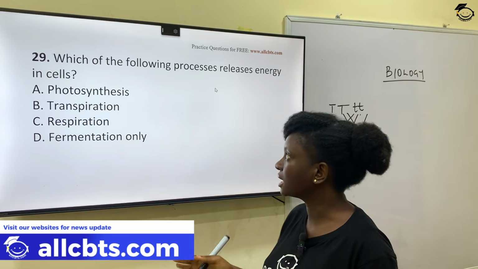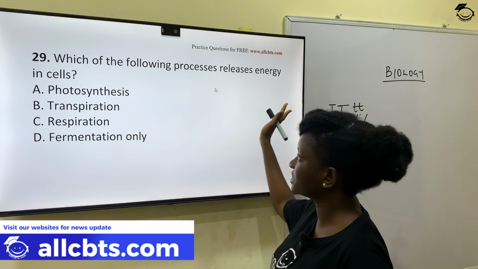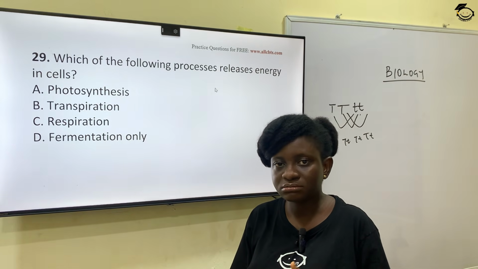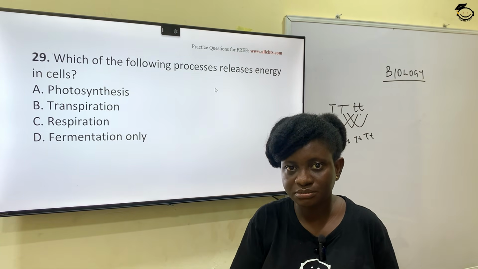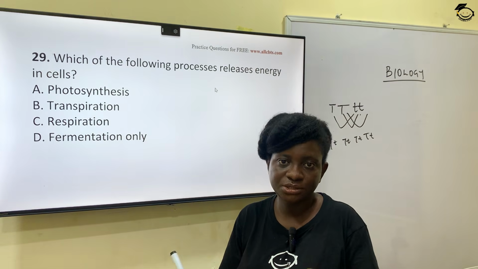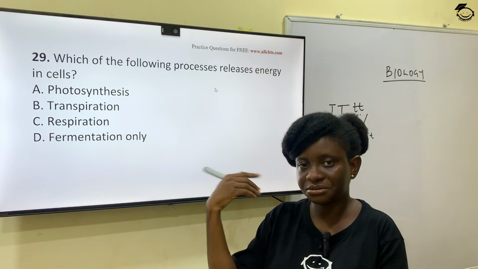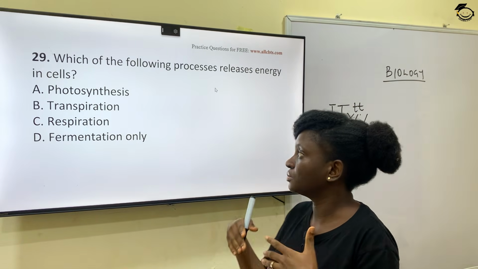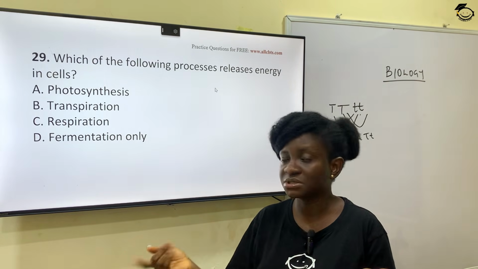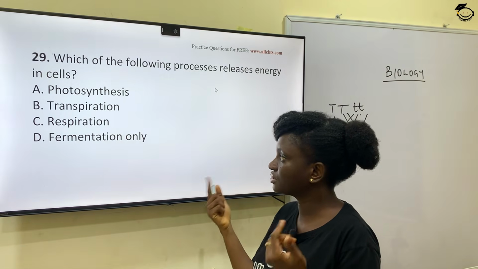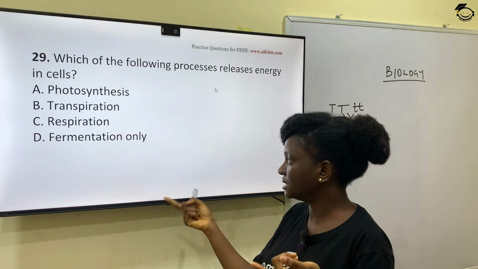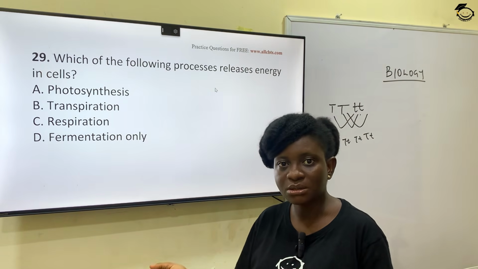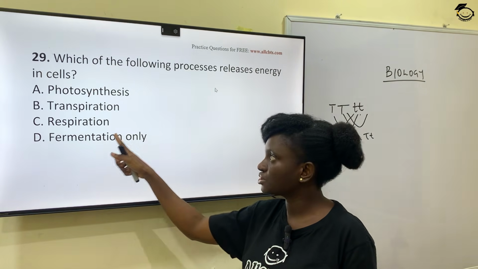Question 29. Which of the following processes releases energy in the cell? So which of these processes doesn't make use of energy in the process, but at the end it releases energy? That process is respiration. So we have photosynthesis, option A, B, transpiration, C, respiration, D, fermentation only. So the process that releases energy in the cell is respiration.